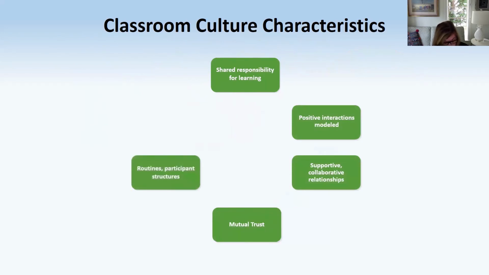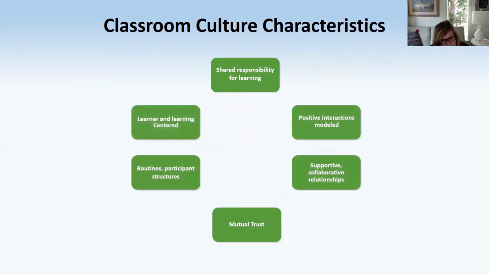One of the ways to build that mutual trust is through establishing clear routines and participant structures. When you want students to talk, these are the structures you put in place to enable turn taking and each student having an equal opportunity to engage in the discussion and contribute to the group's thinking. So routines that are consistent and participant structures really underpin so much of what I've already talked about: the interactions, the relationships, the mutual trust, and that shared responsibility.